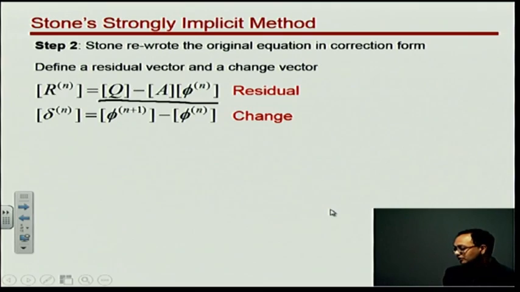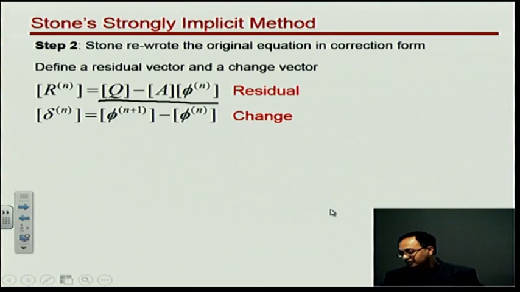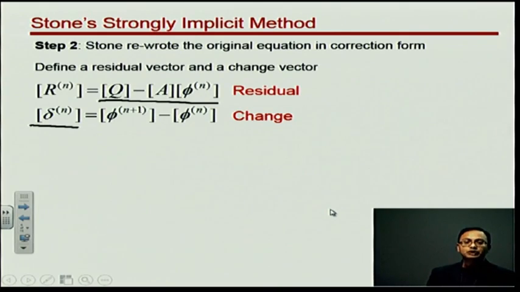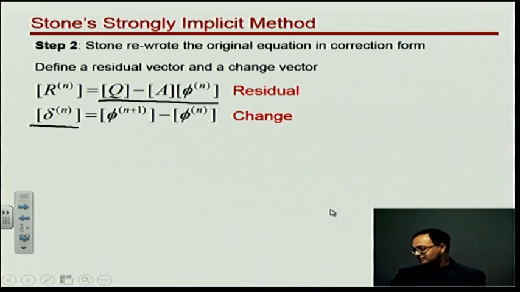That's the whole equation. And then he also defined a change in the value of phi between iterations, which is phi at n plus 1 minus phi n, which is the phi prime we had defined when we derived the correction equation. Remember, when we did the correction equation, we said phi is equal to phi star plus phi prime, phi prime being the correction. Instead, Stone called it delta, and that's the notation we are using. So at any iteration n, we have a change between the next iteration and that current iteration. That's how we defined it. So we have a residual and a change.